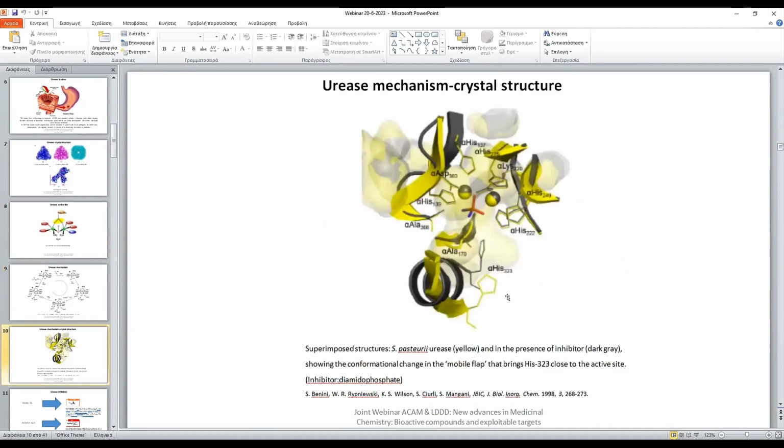For this slide, just to mention this histidine 323, here you can see in gray the crystal structure of urease with inhibitor, and in yellow the enzyme in the absence of inhibitor. You see that when there is an inhibitor, the histidine 323 moves a bit closer to the active site.